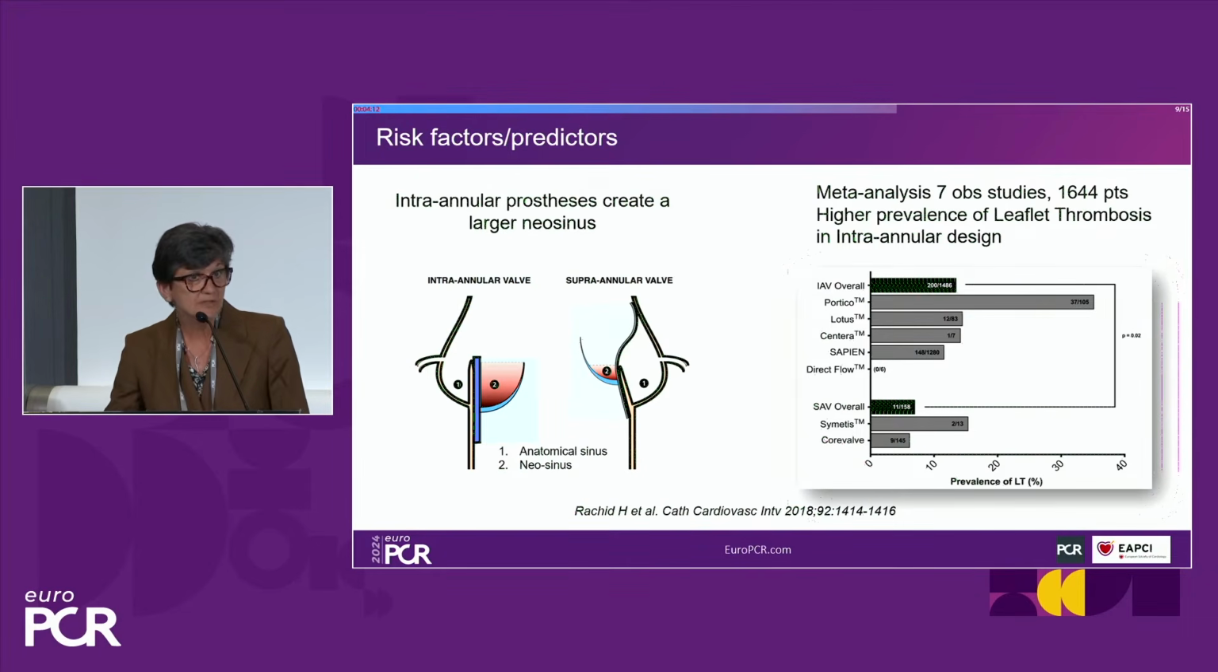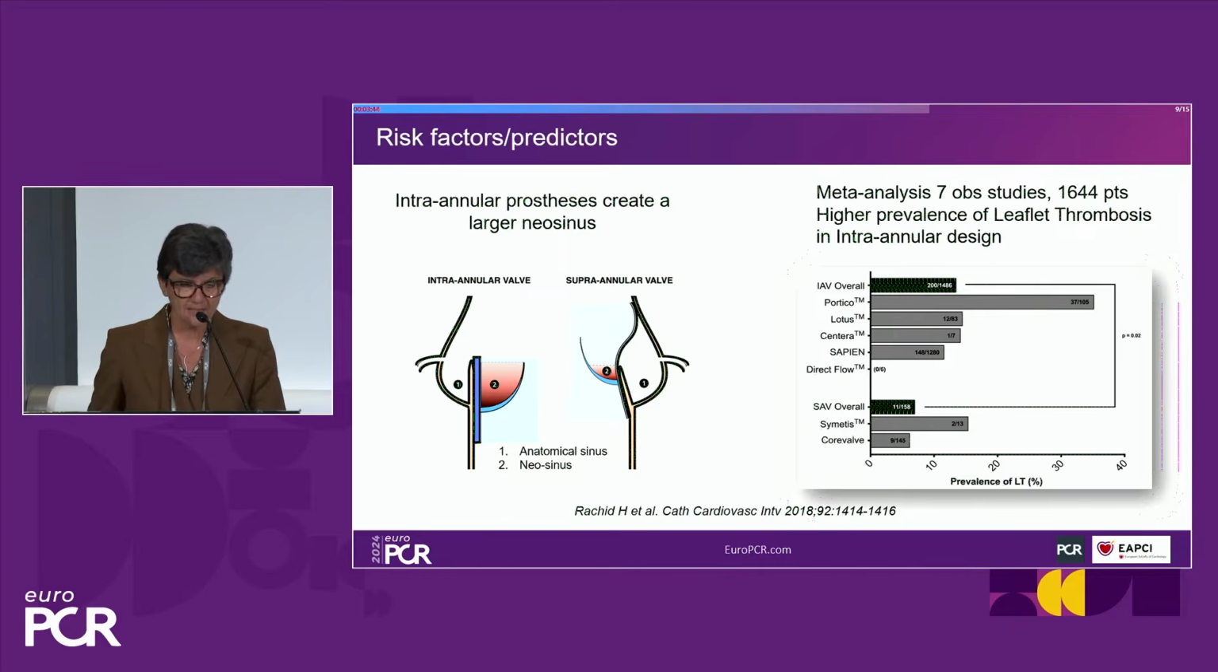So finally, what are the risk factors? What about the predictors of HALT phenomenon? So once again, coming from the observational studies, there is a meta-analysis showing that based on 7 observational studies, so more than 1,600 patients, a higher prevalence of leaflet thrombosis in intra-annular design.